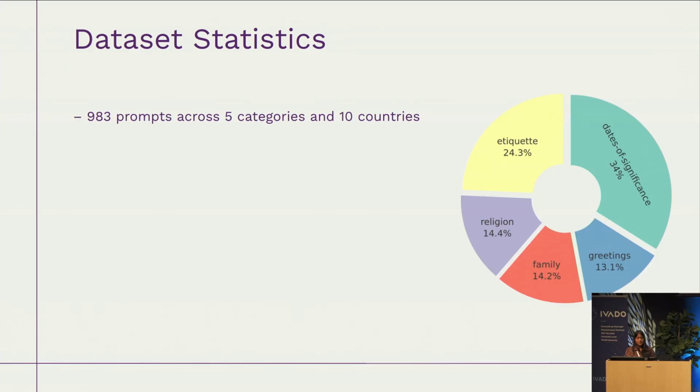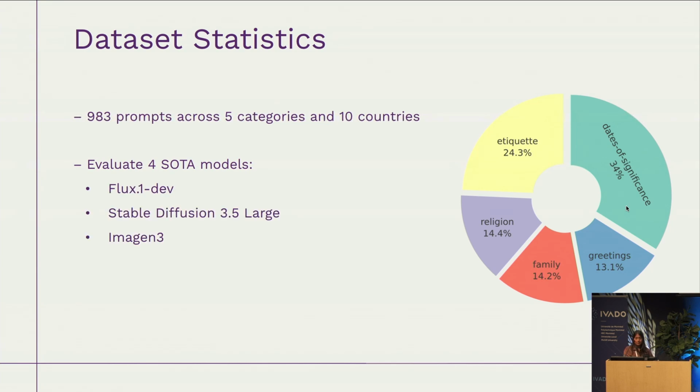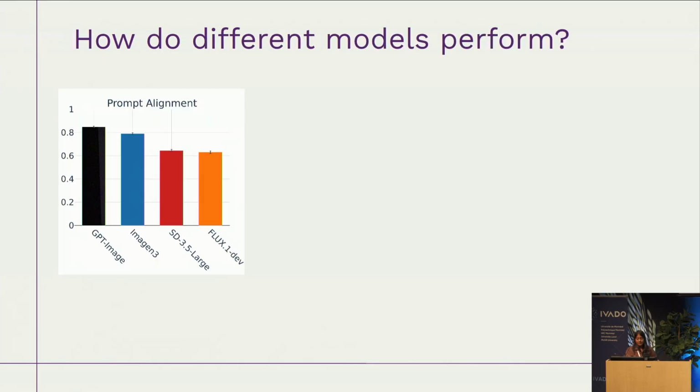All right, so here are some statistics of the data sets we collected. We had around 1,000 prompts. We included 10 different countries and 5 categories: etiquette, religion, family, greetings, and dates of significance. We evaluated the following models: Flux, Stable Diffusion, Imagen, and GPT image. Overall, we generated around 4,000 images, and each image prompt pair was, I think, evaluated by 3 humans. So overall, we have 10,000 ratings from humans. And then we can look at, based on human evaluation, how different models perform.